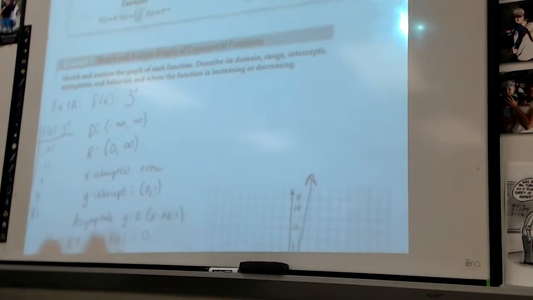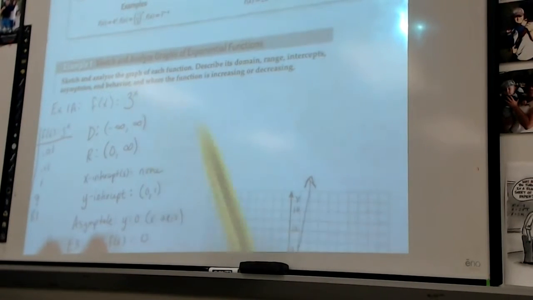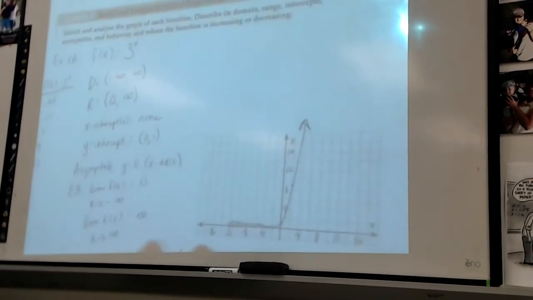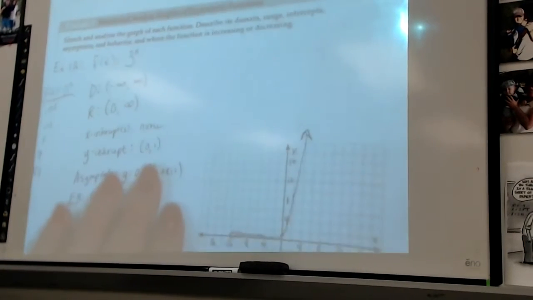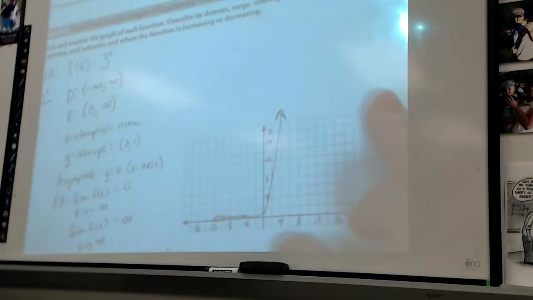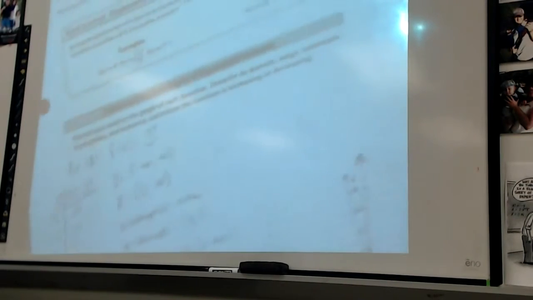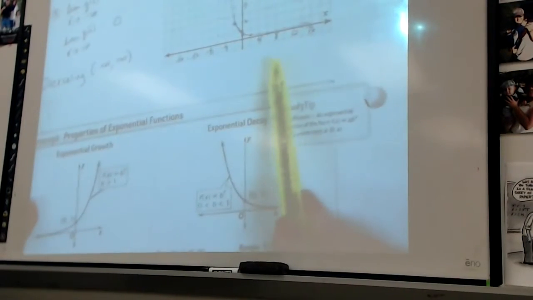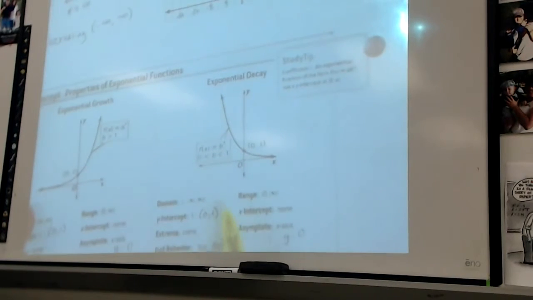Yesterday we started talking about exponential functions. An exponential function, your variable is the exponent. And so we graphed two exponential functions. One was an exponential growth function that's increasing continually, and then an exponential decay function that's decreasing continually.